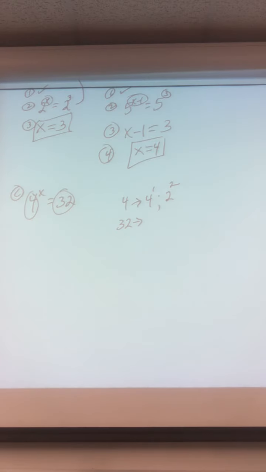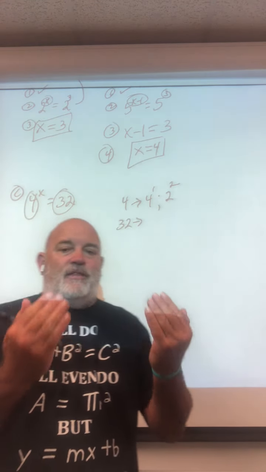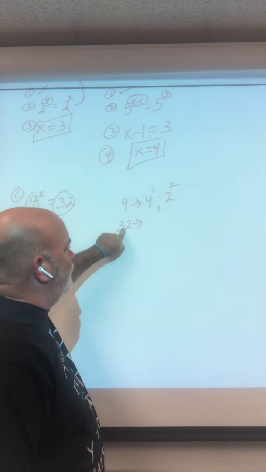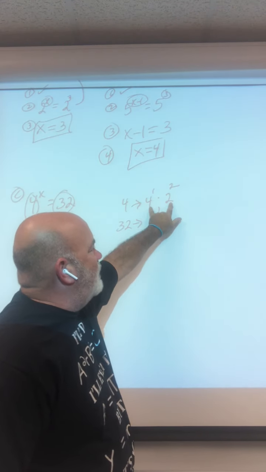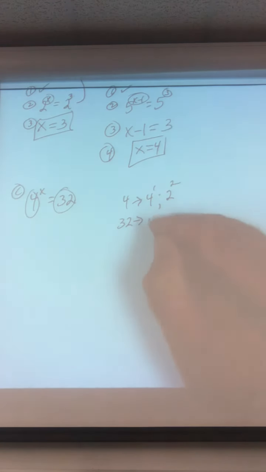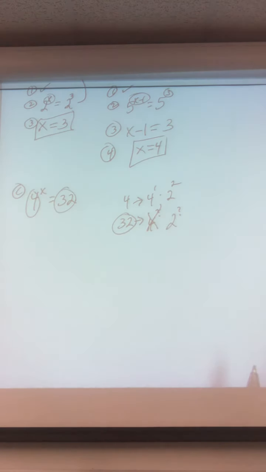Now, let's look at 32. Remember what the goal is. The goal is to rewrite both sides using exponents so that they have the same base. So what I want to try to do is write 32 using one of these bases. All right, let's try the 4. Can you take 4 to some power and get 32? No. Can you take 2 to some power and get 32? Well, let's check it out and see.